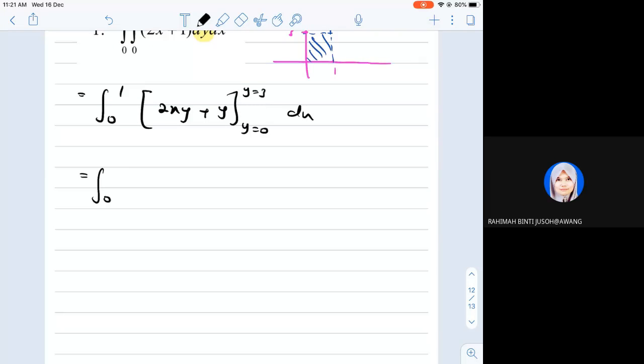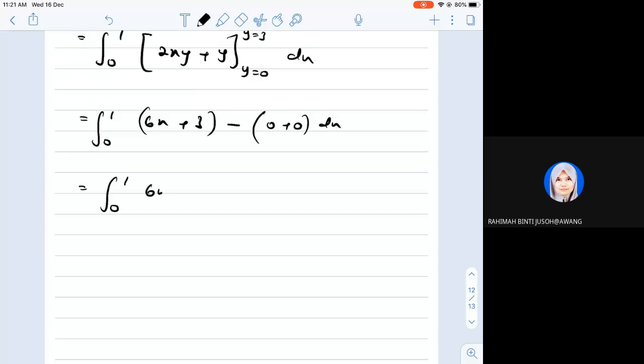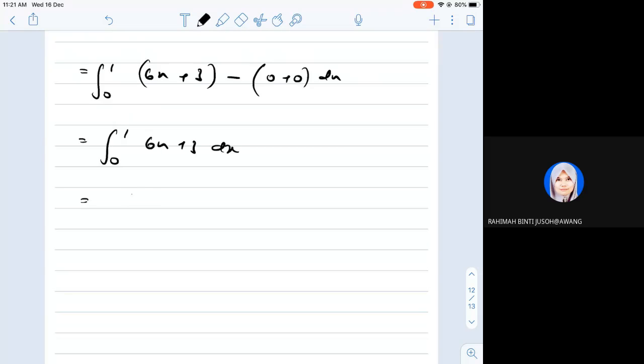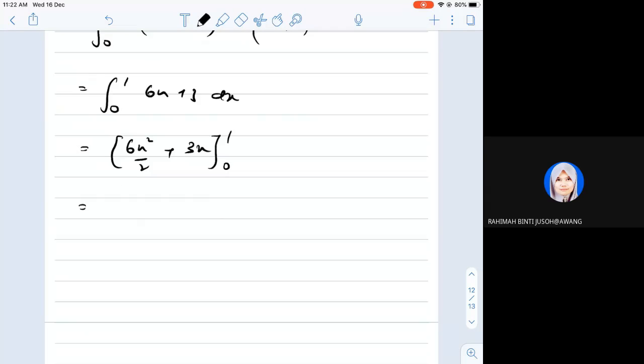So we will have 0 until 1. 2x times 3, so we have 6x plus 3 minus, okay, dulu ada y, so 0 plus 0, dx. So we will have integration of 0 to 1, 6x plus 3 dx. So we will have 6x squared over 2 plus 3x. So substitute 0 and 1. So we will have, guys, this is equivalent to 6 times 1 over 2, 3 plus 3. So we get 6. That's the answer.